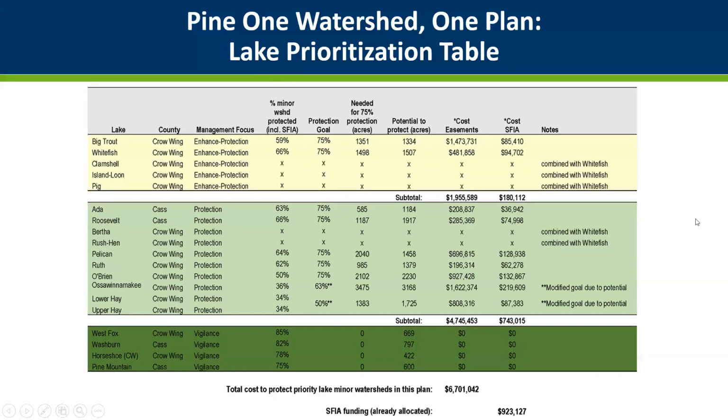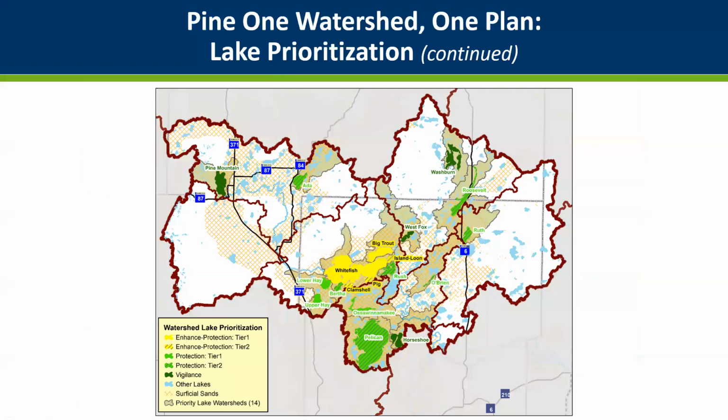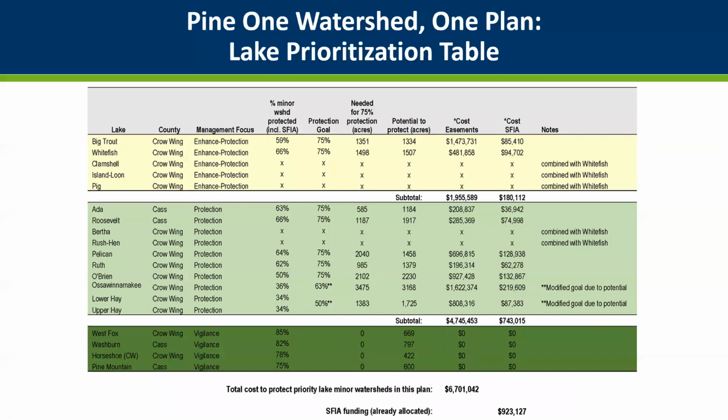And so the green boxes at the bottom just show vigilance lakes in dark green, greater than 75% forest protection already, protected forest cover. And then the other green boxes are just less than 50% protection and 50 to 75% protection. Another quote from Pete Jacobson is absolutely, I think, really useful.